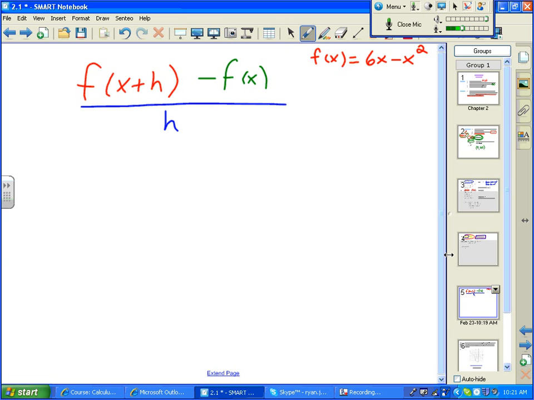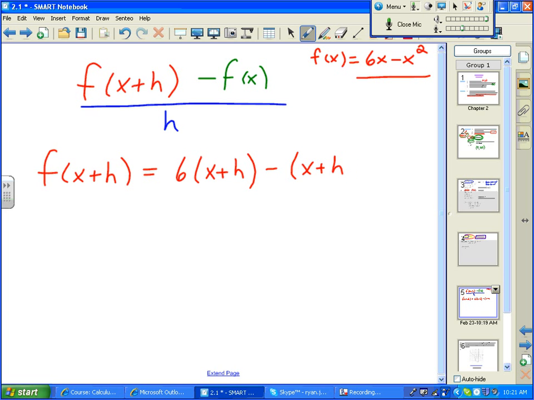Sorry about that. Okay, Alana, what did you have for when you plugged in x plus h? No, I wanted you to plug it into this function here. Oh, so like x plus h like that? What is it equal to? 6 times x plus h minus x plus h squared. Now I want you to simplify this as much as you can. So let's distribute the 6. What would I get? 6x plus 6h. Minus.